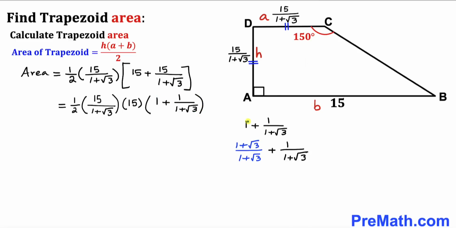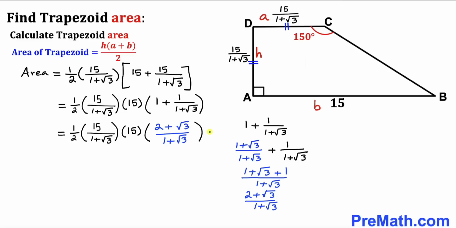And in this next step, I can tweak this one. I can write 1 as 1 plus square root of 3 divided by 1 plus square root of 3 in order to get the same common denominator. And here I have simplified this one. It turns out to be 2 plus square root of 3 divided by 1 plus square root of 3. So therefore this part I'm going to replace by this one. As you can see in this next step, I have replaced this whole thing by its simplified form over here.